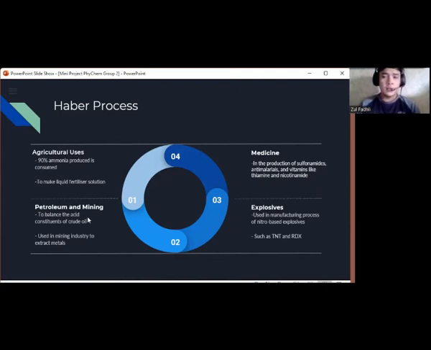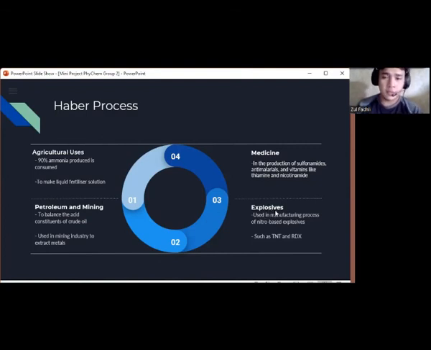The second one is petroleum and mining. Ammonia is used in the petroleum industry to balance the acid constituent of crude oil. It is also used in the mining industry to extract a variety of metals.